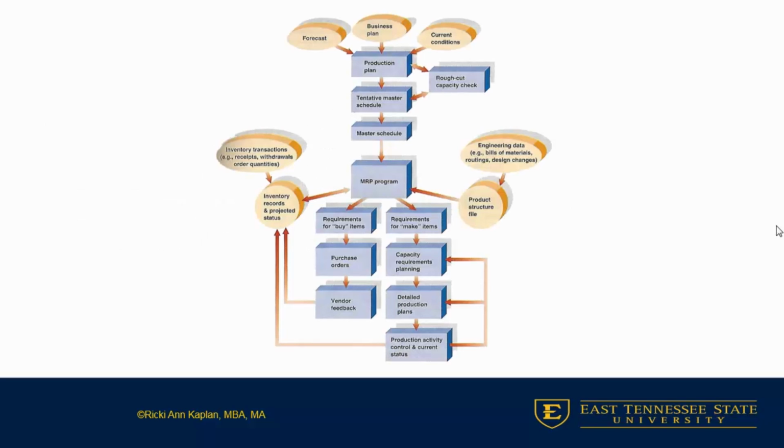If we take a look here at an MRP program, you're going to see what goes into it. Forecasts, our business plan, current conditions that are out there, going all the way down to a production plan, master schedules, rough cut capacity checks, going right into the MRP. What do we need to buy? What do we need to make? What do we need to purchase? What's our capacity requirements, vendor feedback? All of this is working in together to get everything there to make sure we have what we need when we need to produce it, so that we have a finished product able to get to the customer when they need it.